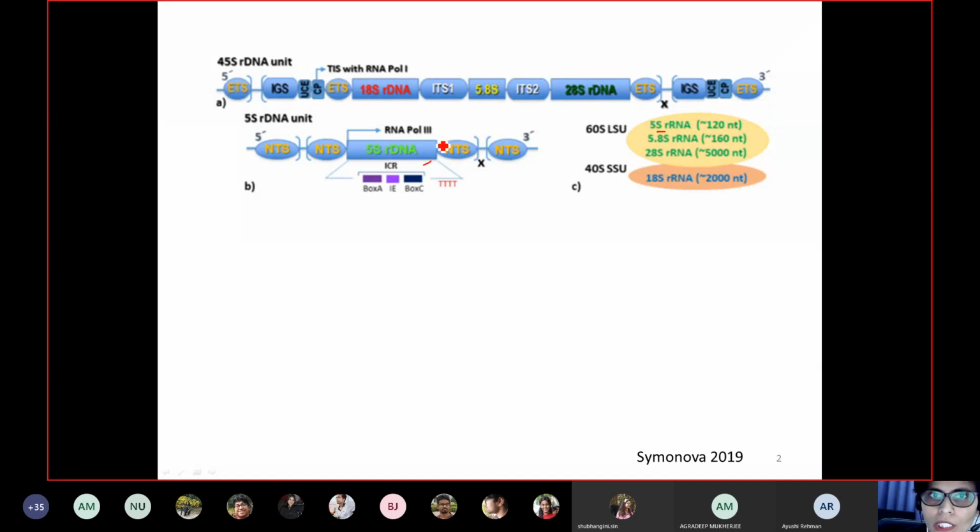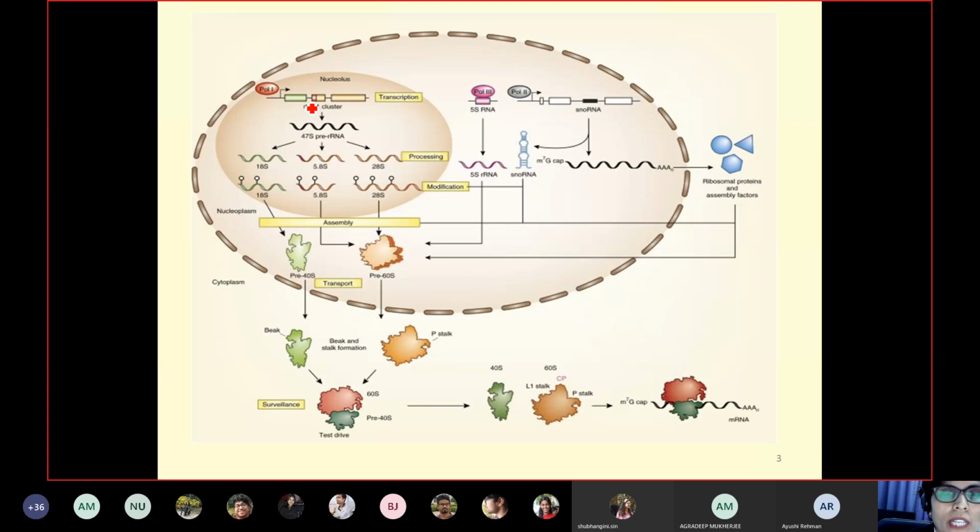If we look closely, the clusters of 18S, 5.8S and 28S are coming from this rDNA cluster, as you can see here, and polymerase 1 is responsible. You also have to note the position where it is transcribing. This unit comes from the nucleolus region, whereas your 5S RNA is made in the nucleoplasm. This is the whole nucleus, and within it you have the nucleolus, where the rRNA is coming from.